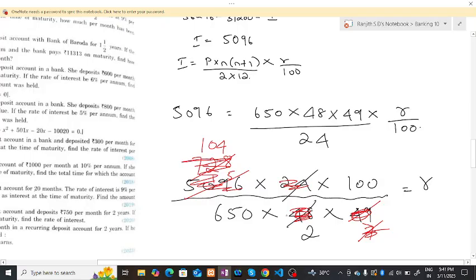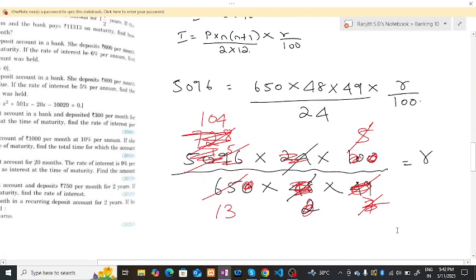Fine. These are the values. 100 and 100 get cancelled. 5 ones are 5, 13s are. So we are left with 104 divided by 13. How many times does 13 go in 104? 8 threes are 24. 8 times, right? R is equal to 8%. Yes. All of you have completed. R is equal to 8%.